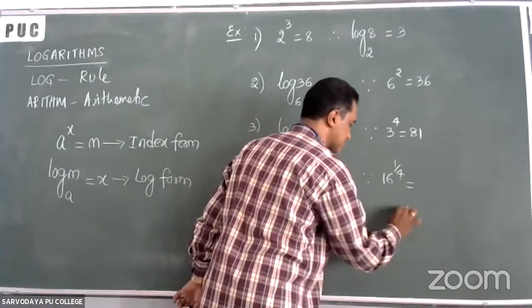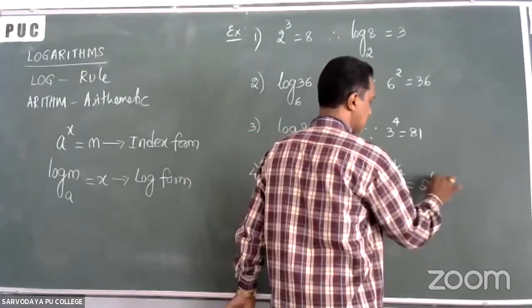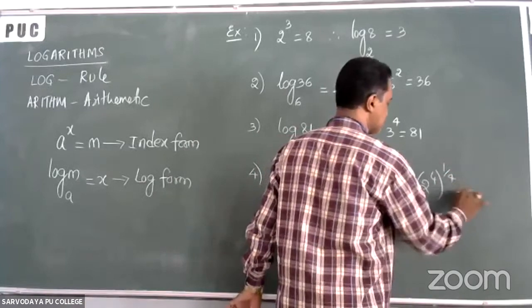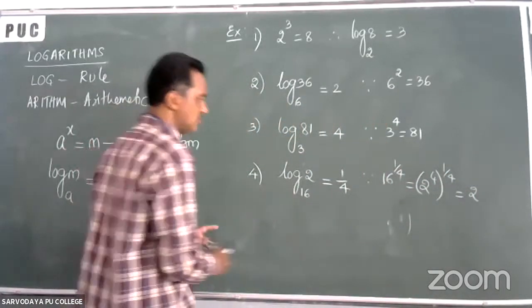16 can be written as 2 to the power of 4. So 16 to the power of 1 by 4 is 2 to the power of 4, to the power of 1 by 4. This is equal to 2. So therefore, logarithm of 2 to base 16 is equal to 2.